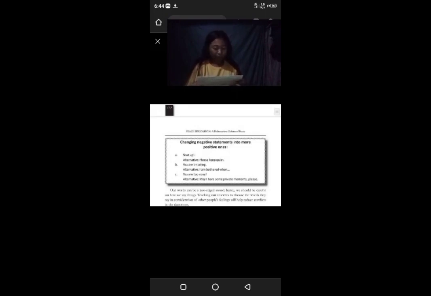So, using those terms, wala kang masasaktan because you are using a positive statement of communication. That's all, and maraming salamat sa pakikinig.